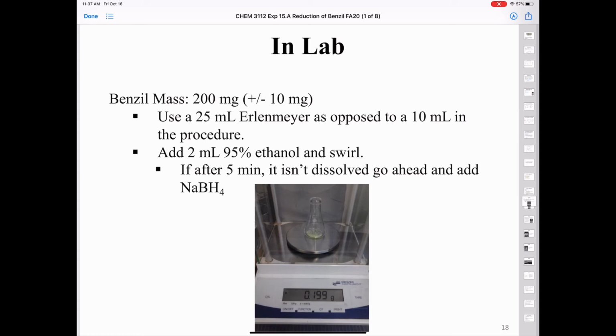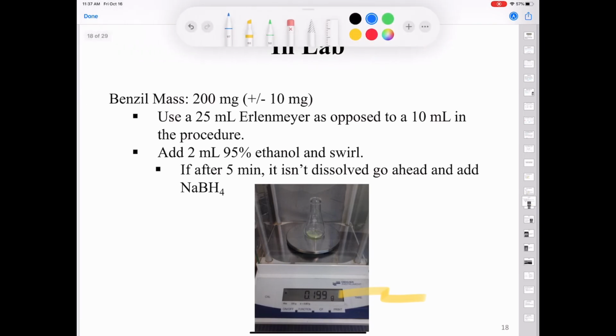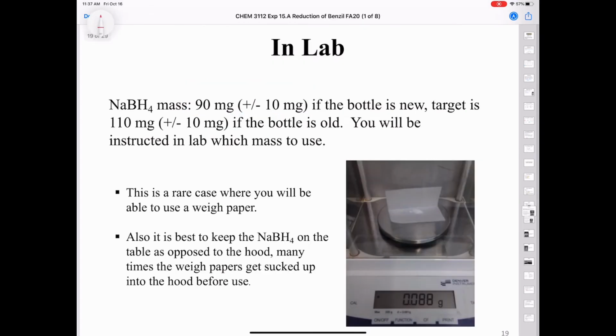You can see that the reading on the balance here is 0.199 grams. That is equal to 199 milligrams. So you can see that that falls in the range of 200 milligrams plus or minus 10 milligrams. You're going to mass out 90 milligrams plus or minus 10 of your sodium borohydride.